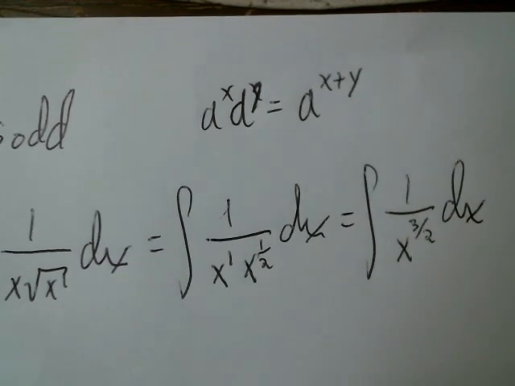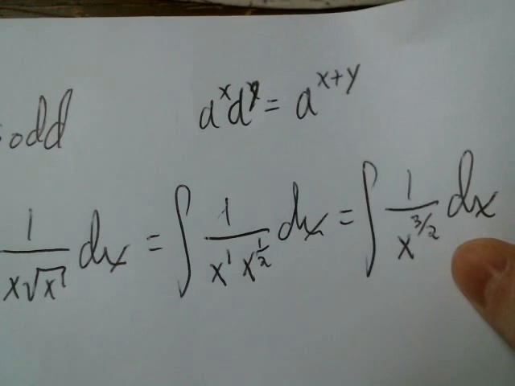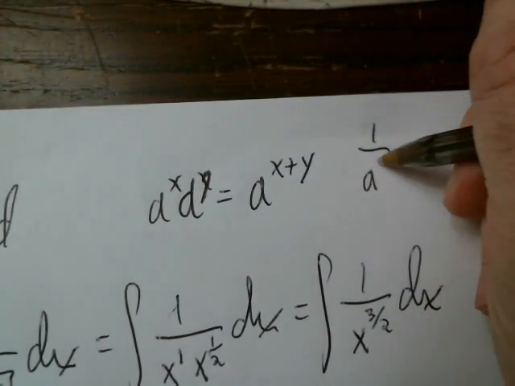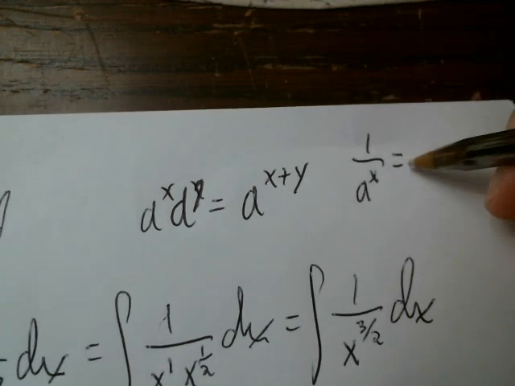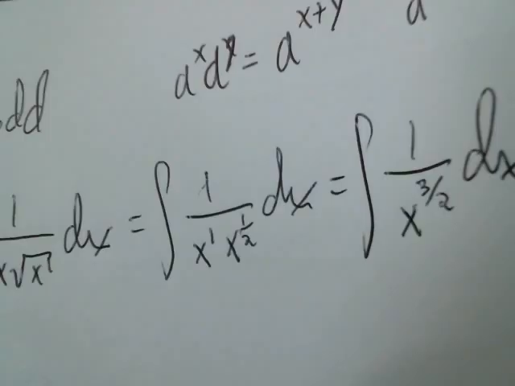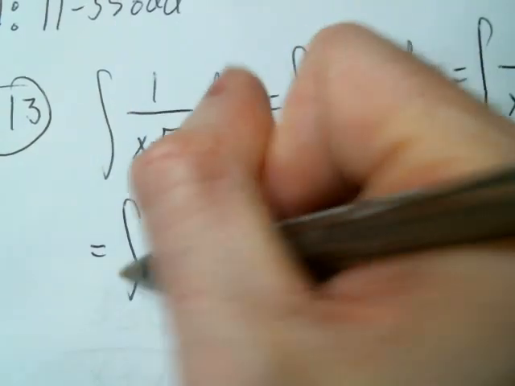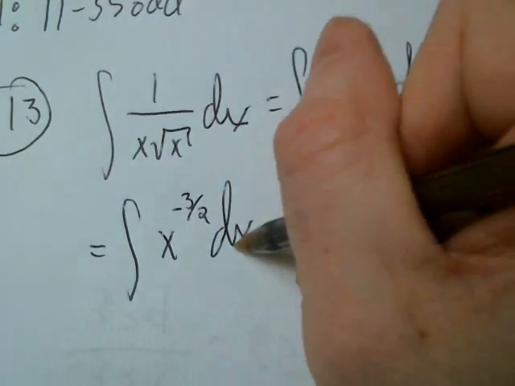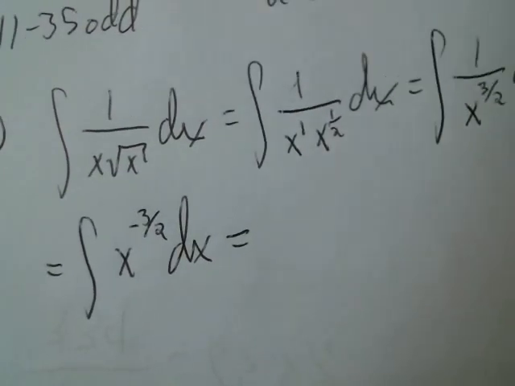dx. And then I'm going to rewrite this with a negative exponent, right? So our negative exponent rule says if I have 1 over a to the x, that's the same as a to the negative x. So I can rewrite this thing as the integral of x to the negative 3 halves dx. And then I can do the power rule.